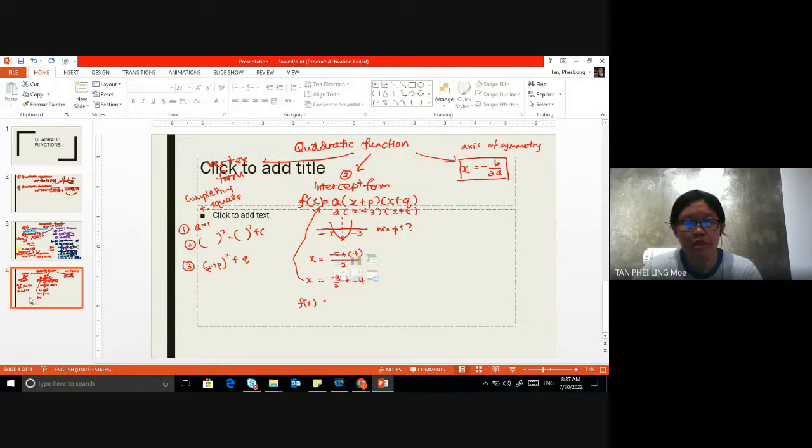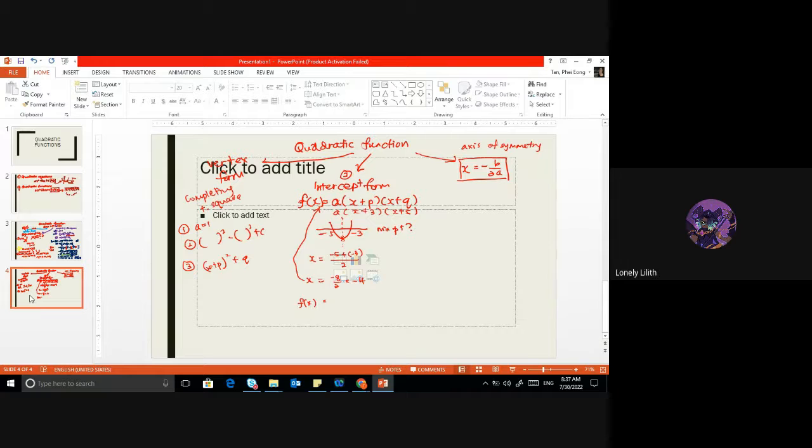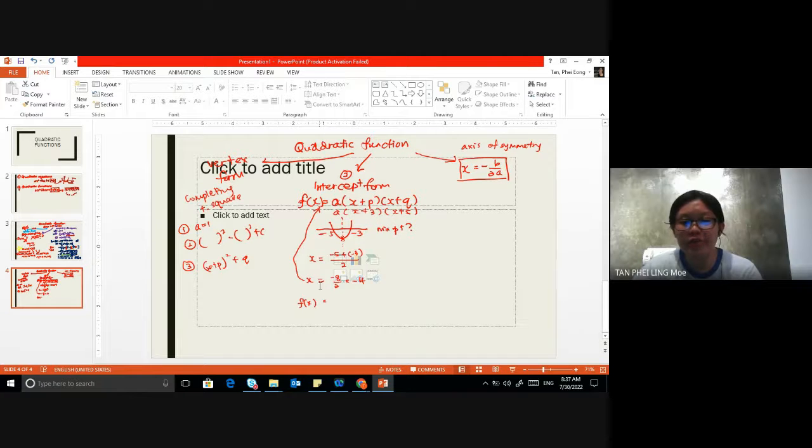Okay, so this is the intercept point, x. Yeah, I know. This is the x coordinate of the minimum point. Is that okay?